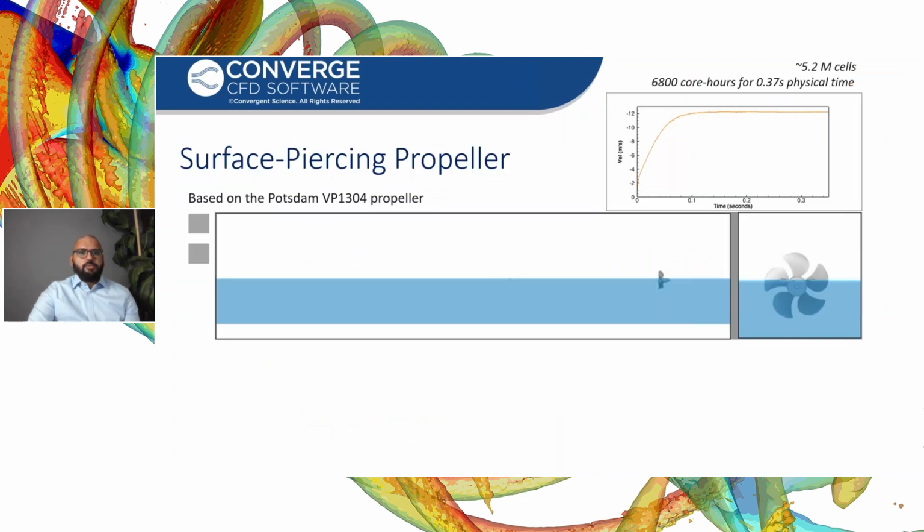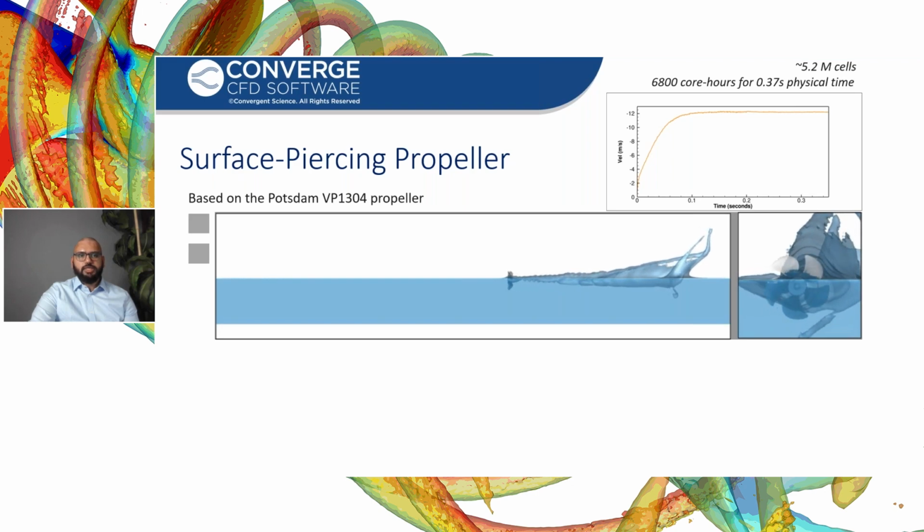Next is a propeller case, which is a surface piercing propeller. This is based on the Potsdam VP1304 propeller, which we have validated for the fully submerged case. Here, what we said was that this propeller is running at a fixed RPM that will create a thrust on it. And this thrust will cause the propeller to accelerate and reach a steady velocity where the thrust is balanced by the losses.